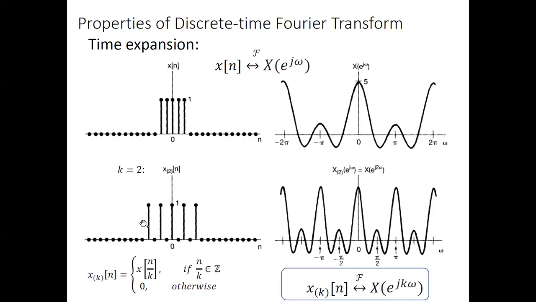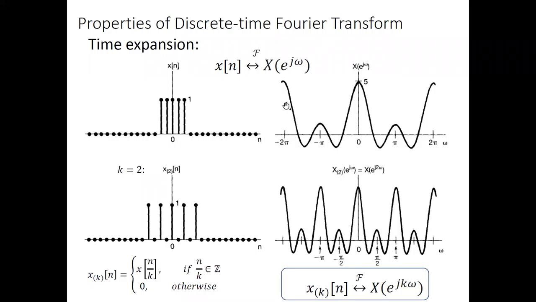Okay. And for such kind of expansion, from x(n) to x_k(n), the Fourier transform is capital X of exponential jk omega. Originally it's exponential j omega. We are just changing from omega to k omega. So although we are expanding the signal in the time domain, in the frequency domain we are compressing that signal, right? From omega to k omega, we are compressing it on the omega axis. So intuitively it shows the following.